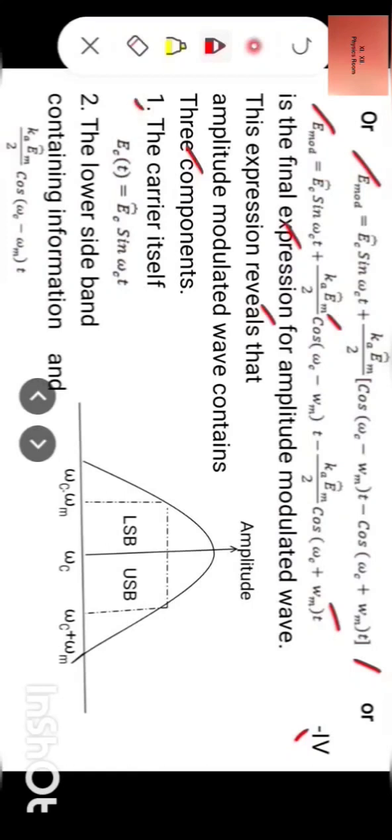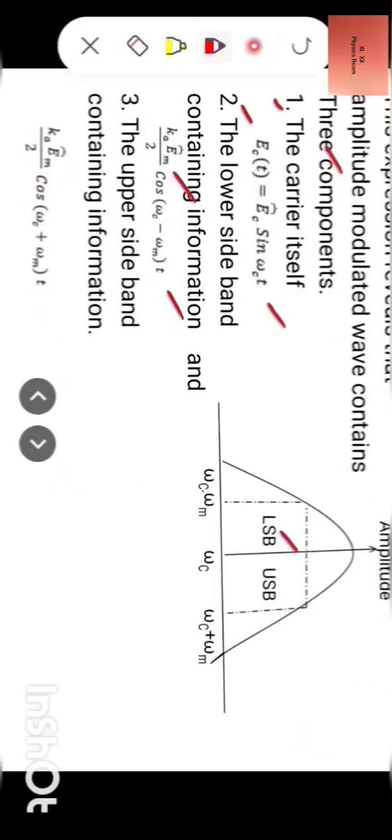First, the carrier itself, e_c(t) is equal to E_c max sin omega_c t, this first term. Second, the lower sideband LSB containing information, which is Ka Em max divided by 2 into cos (omega_c minus omega_m) t. And third component is the upper sideband USB containing information, which is Ka Em max divided by 2 into cos (omega_c plus omega_m) t.